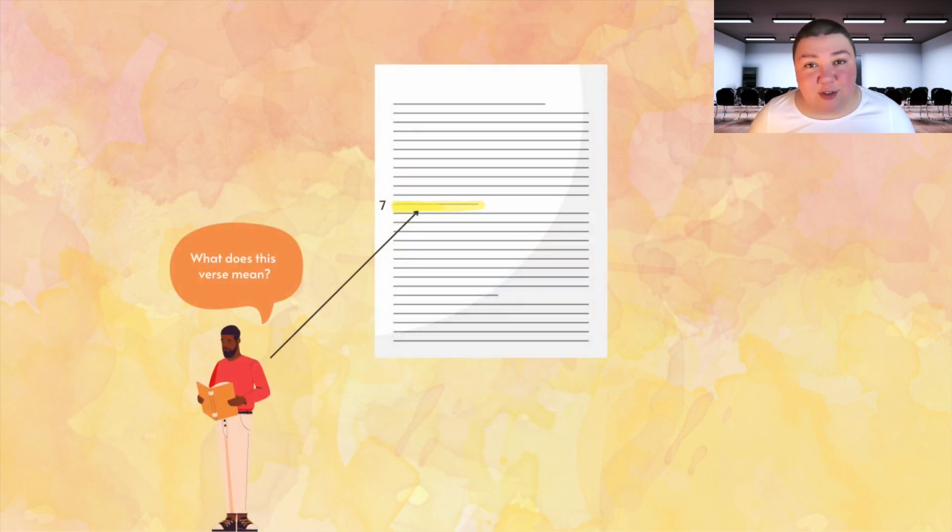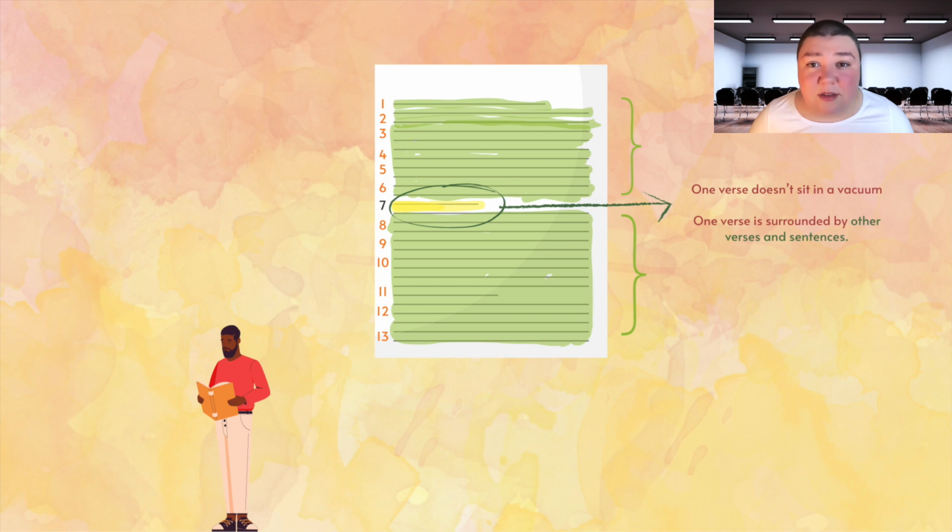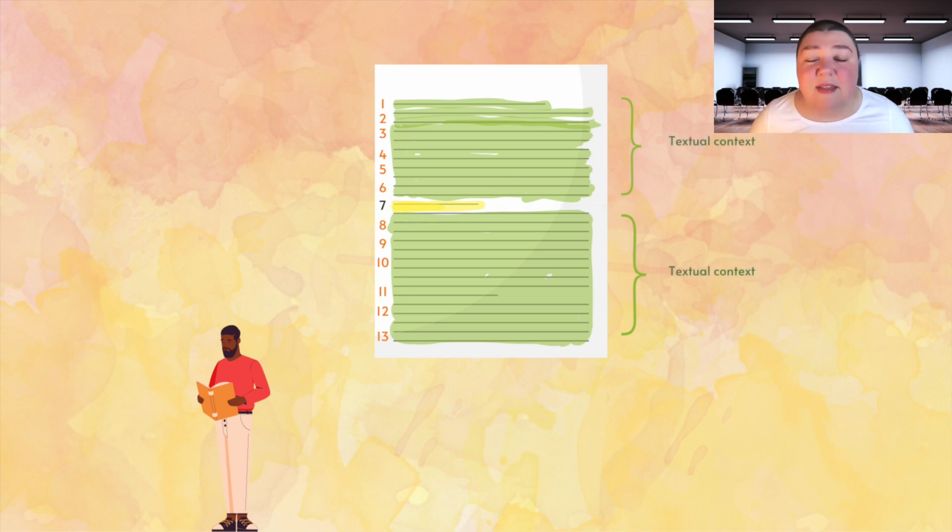You can pick a verse, any verse from the Bible, Old Testament or New Testament, and you can try to discern what that verse means, what it's trying to say. But one verse doesn't sit in a vacuum, does it? And so we must ask ourselves, what is this single verse surrounded by, this single sentence? Well, other verses, other sentences. This is what we call the textual context.